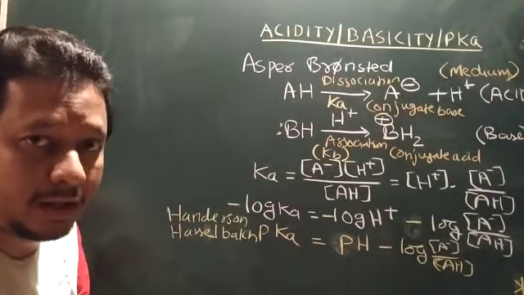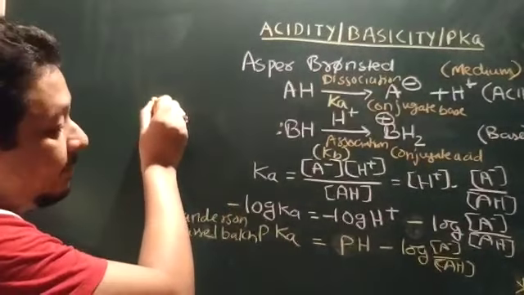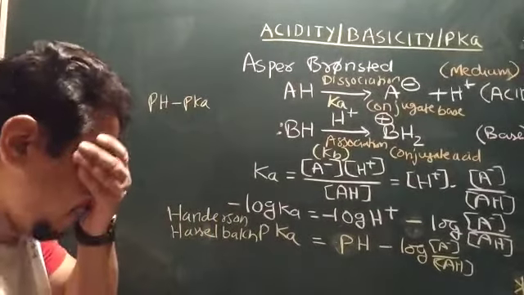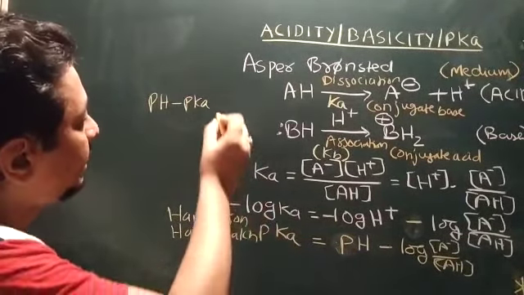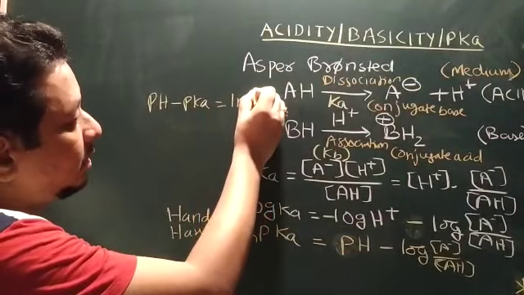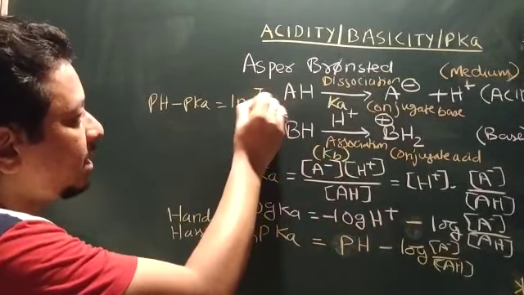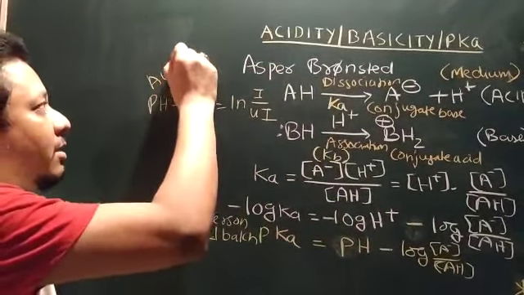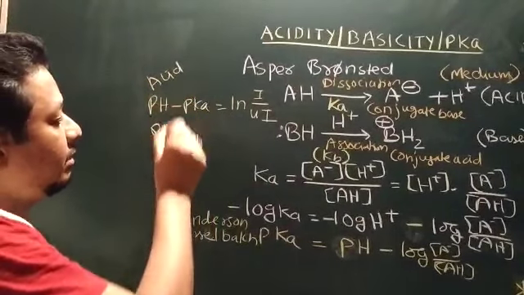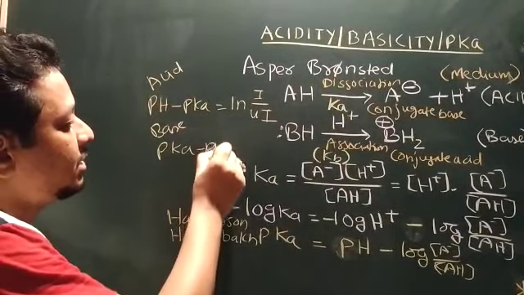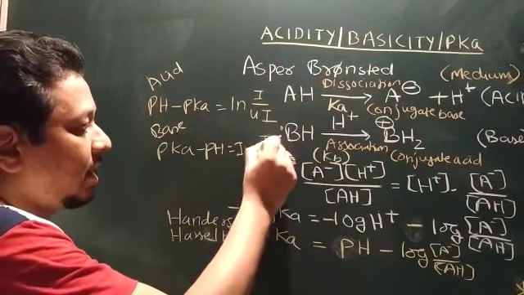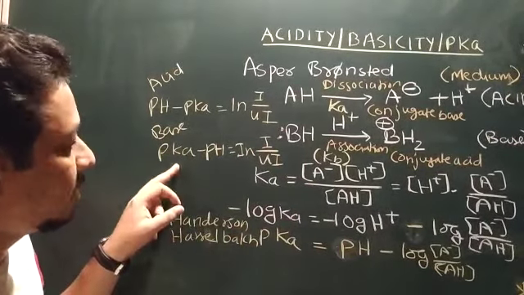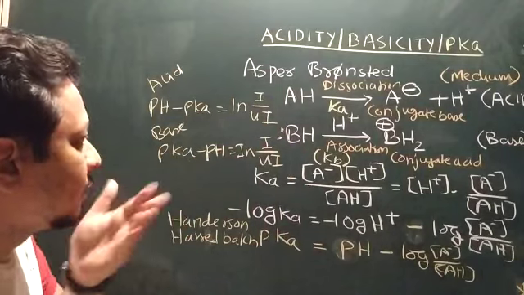Here we modify this equation: if it is an acid, then we can write pH minus pKa, with the sign changed, equal to log of ionized upon unionized. So this is for acid. For the base, it can be written in the reverse form: pK minus pH is equal to log of ionized upon unionized form. This is a very important expression, the relationship between pK and pH.